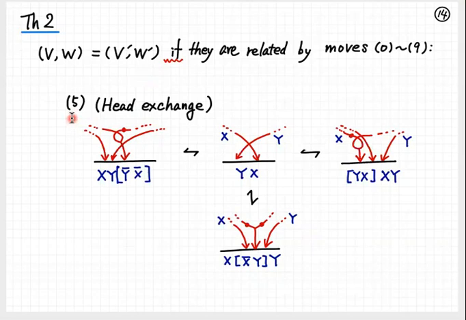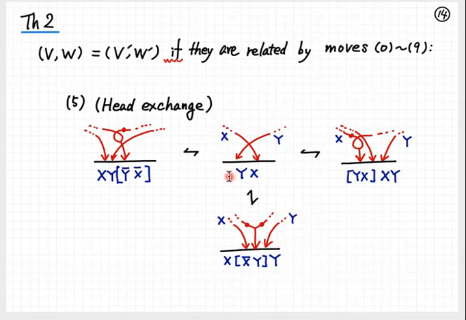So move five is called the head exchange move. The head exchange move consists of three moves. This move means the position of the head of a double tree can be exchanged by adding a new double tree whose heads are on the right hand side of them. This move means we can change the position of double tree heads by adding a new double tree with the head on the left hand side. And this move means we can change the position of heads by adding a new tree with the head between them.